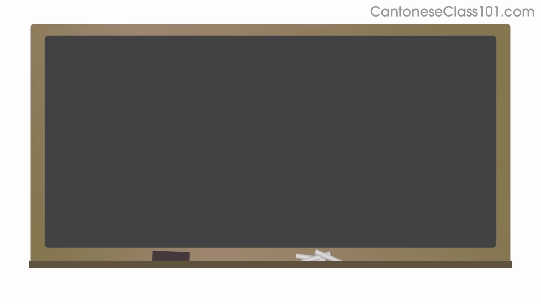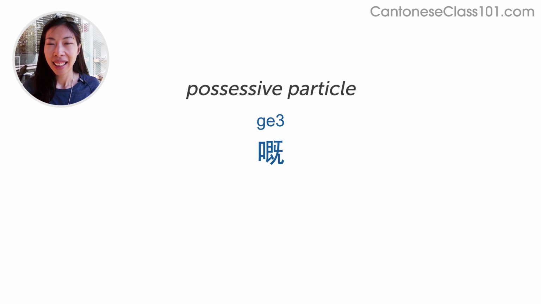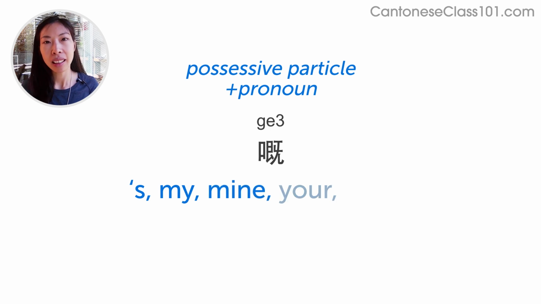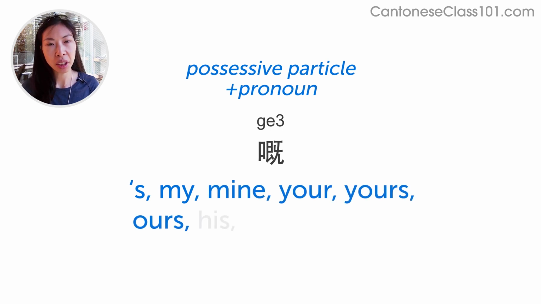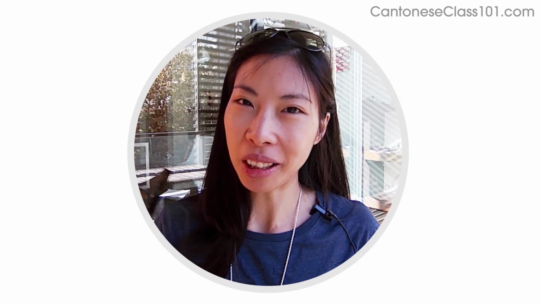The question for this lesson is, how do you use the possessive particle, ge? Ge is a possessive particle, and when combined with a pronoun, it's similar to apostrophe s in English, as well as the possessive pronoun my, mine, your, yours, ours, his, hers, theirs, and its. Let's see how to use it.